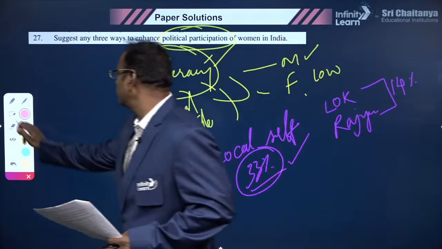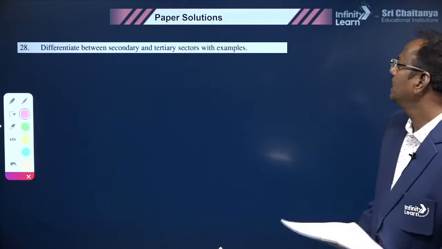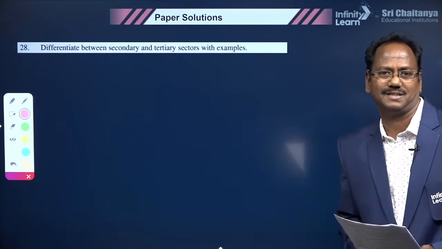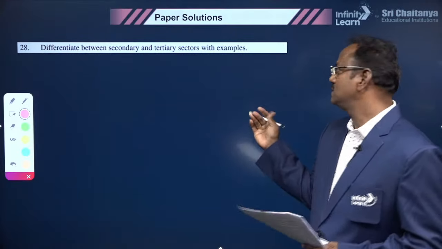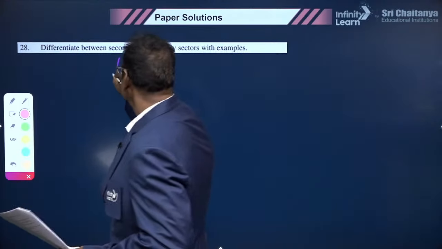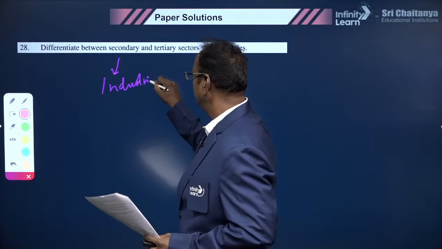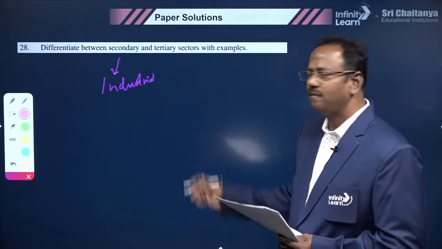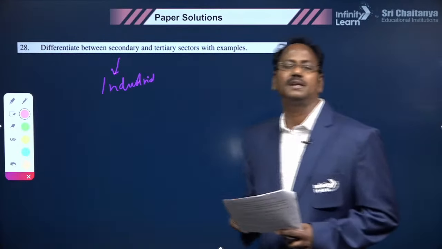And I go for question number 28 right now. The 28th question is: differentiate between secondary and tertiary sectors with examples. What is the secondary sector and what is the tertiary sector? The secondary sector is the industrial sector, mostly most of the industries. Even construction and many other activities come under it, but generally it is called the industrial sector.